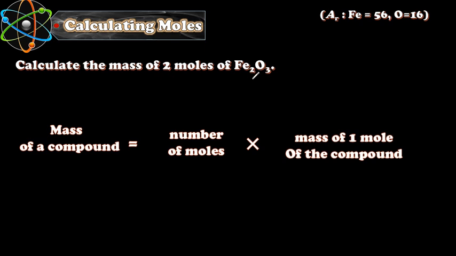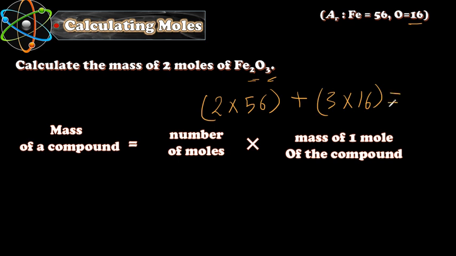So iron, here we have 2 atoms. So 2 times the relative atomic mass of iron, which is 56, plus we have 3 atoms of oxygen, 3 times the relative atomic mass of oxygen, which is 16. So this all will equal 160. This is the mass of 1 mole of the compound.